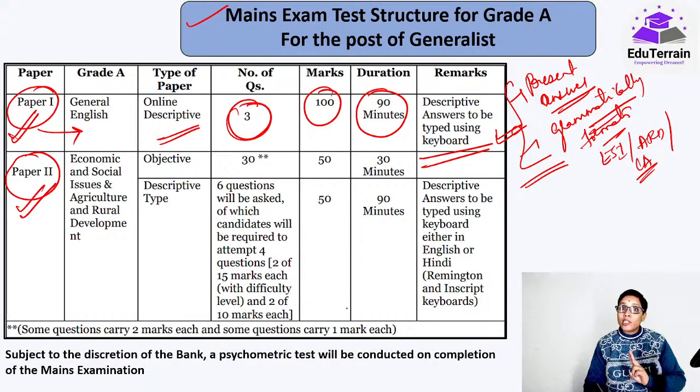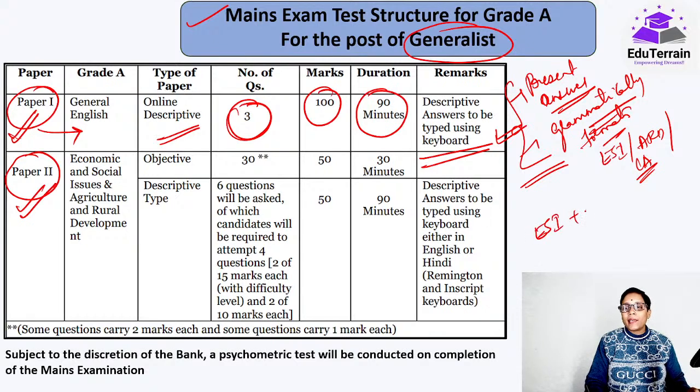पेपर 2 में आपके generalist post के बारे में बात कर रहे हैं. Here we are talking about the generalist post. So when we talk about the generalist post, it would be ESI plus ARD. Then ma'am, what about the other subjects?